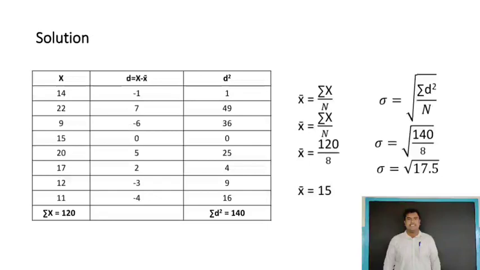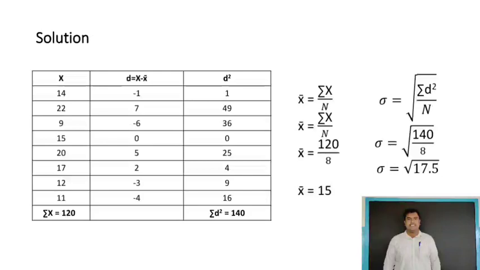So mean, as you all know, is sigma x by n. Sigma x is equal to 120 divided by n, which refers to the number of observations, that is 8. So mean I get 15. Now coming back to the calculation of D, here x minus x bar should be substituted as 15. So in the first case it is 14 minus 15, I get minus 1. Next it is 22 minus 15, I get 7. 9 minus 15, I get minus 6. Similarly, I'll calculate D for all the observations.